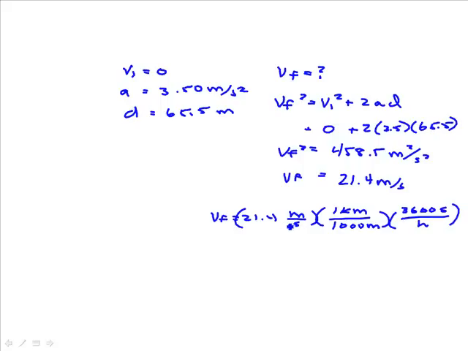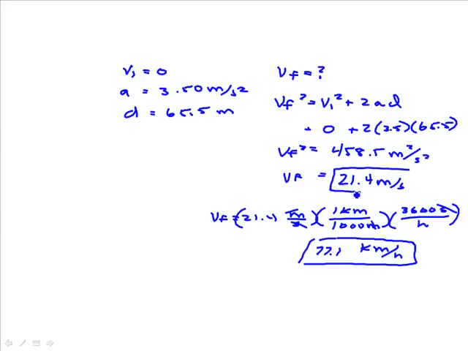And of course, the seconds cancel the seconds, the meters cancel the meters, and we're left with kilometers per hour. And it's the same as taking 21.4 and multiplying by 3.6. So if we take that, multiply by 3.6, we get 77.1 kilometers per hour. So our solution is 21.4 meters per second, or 77.1 kilometers per hour.